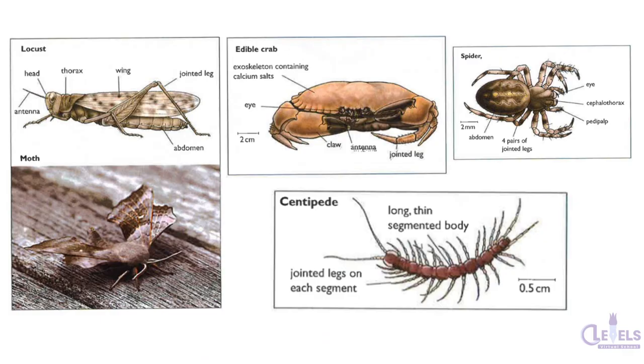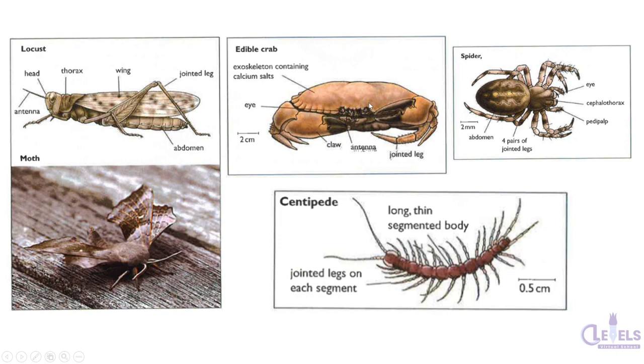Here are some example pictures. So locusts and moths are the insects, and they have 3 body parts: head, thorax, and abdomen, and they have wings, and they have jointed legs. They have 3 pairs of jointed limbs as well. This is the first pair, this is the second one, and this is the third one.